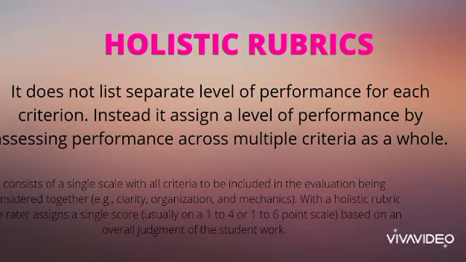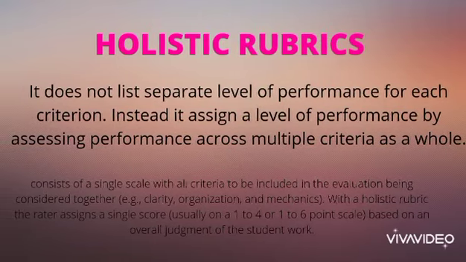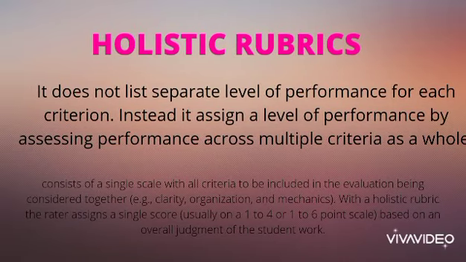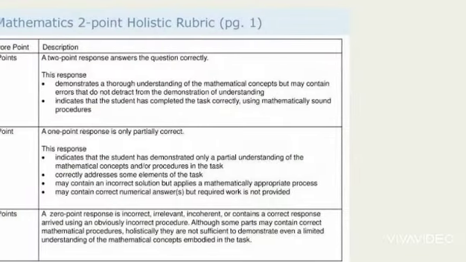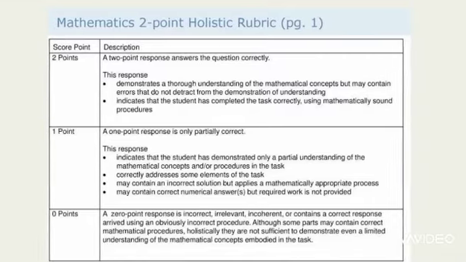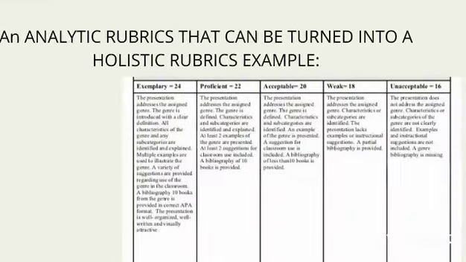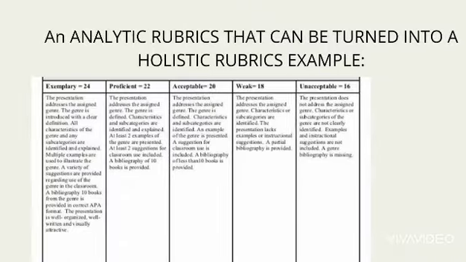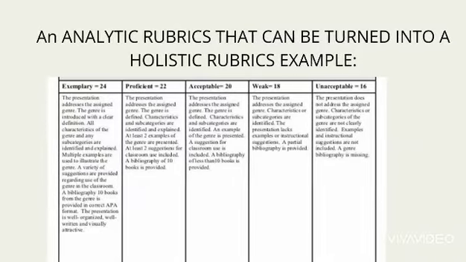Holistic rubrics does not list separate level of performance for each criterion. So instead, holistic rubrics assign a level of performance by assessing performance across multiple criteria as a whole. So holistic rubrics allow you to assess students' overall performance on an activity or assessment. It is based on single scale using predefined achievements level. With a holistic rubrics, the instructors assign a single score, usually on a 1 to 4 point scale based on a judgment of a student's overall work.